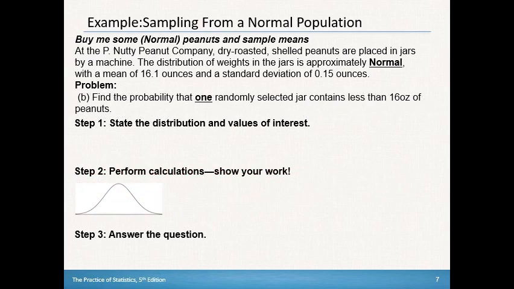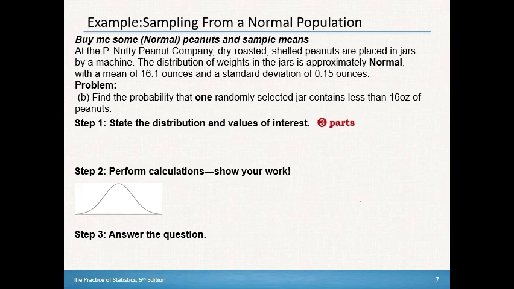All right, so first let's look at an example where we're randomly selecting one jar. So this is not a sampling distribution. This is the probability like we would have calculated in previous chapters. We know that the population from which we're taking one jar is normally distributed. And so what we want to think about is our 3 steps. We want to find the probability that one randomly selected jar is less than 16 ounces.